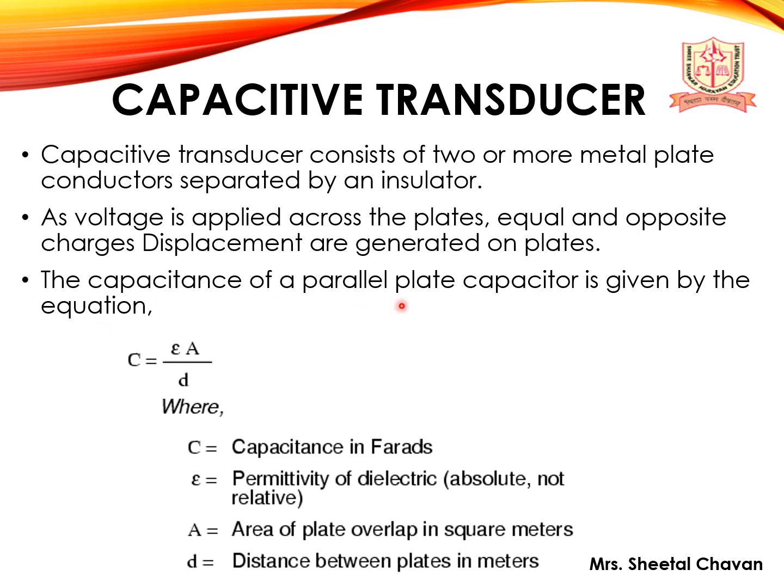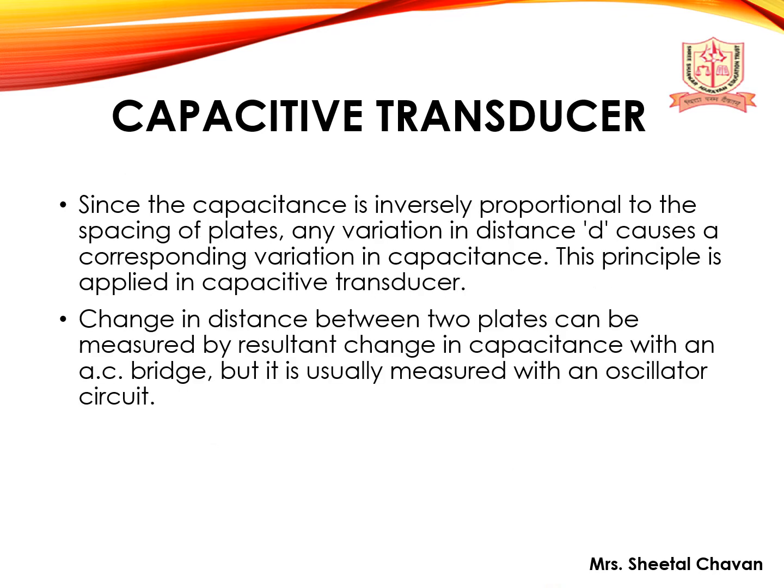The capacitance of a parallel plate capacitor is given by the equation C is equal to epsilon A upon d, where C is the capacitance in farads, epsilon is the permittivity of the dielectric, which is a constant, capital A is the area of plate overlap in square meters, and small d is the distance between the plates in meters.